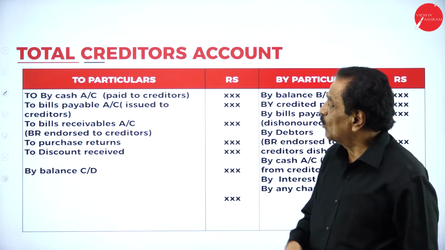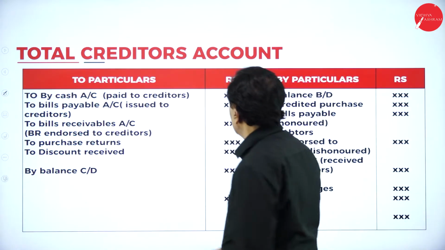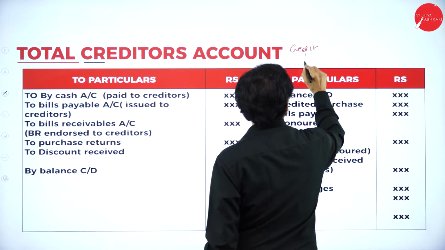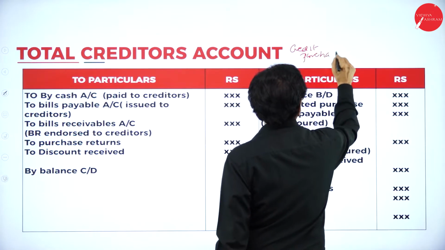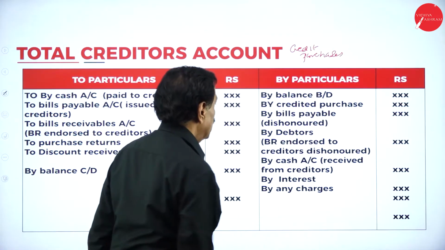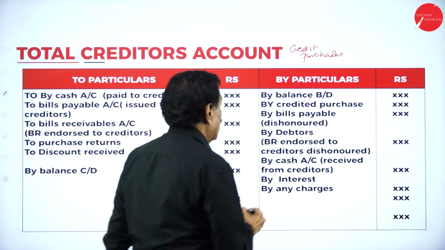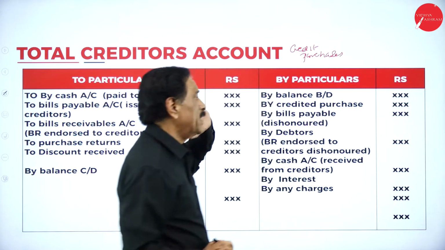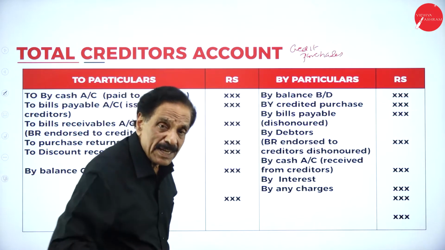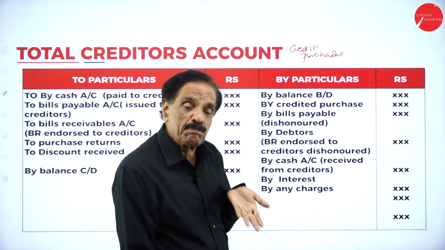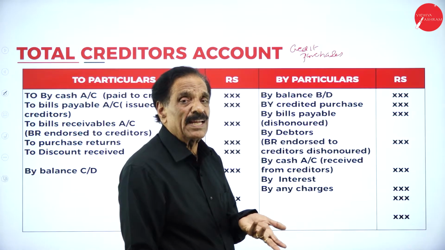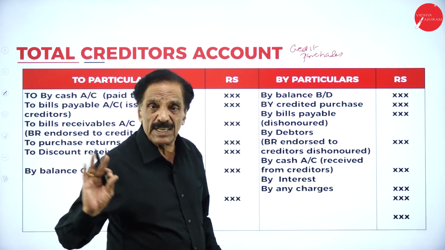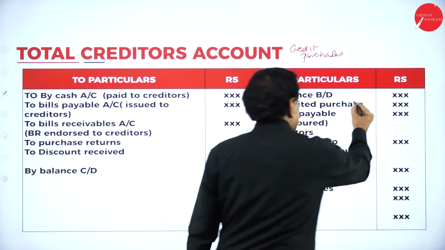Then the total creditors account, nothing but credit purchases. Now, how does it start? Opposite to debtor. By balance brought down, this is opening creditor. When you make the credit purchase entry, what's the entry? Purchases account debit to the seller's account, the creditor account. Naturally, the creditor account will be raised.